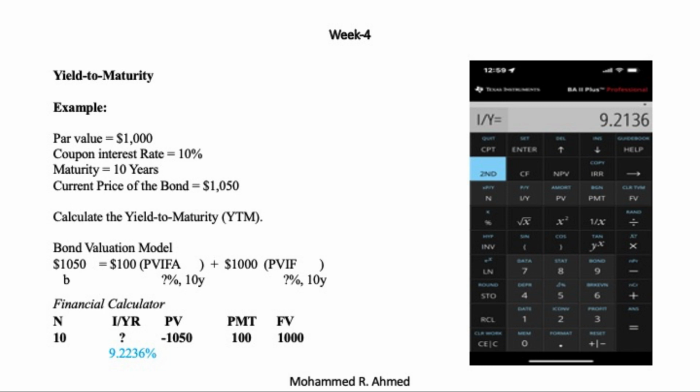Compute I/Y. It will give you 9.2236, which means based on the current price of the bond, if you buy this bond today and hold it until it matures, you're going to make a 9.23% rate of return, or yield to maturity. Although the bond's coupon rate is 10%, because the bond is selling at a premium, when you buy the bond you're going to make only 9.2236% in yield to maturity.